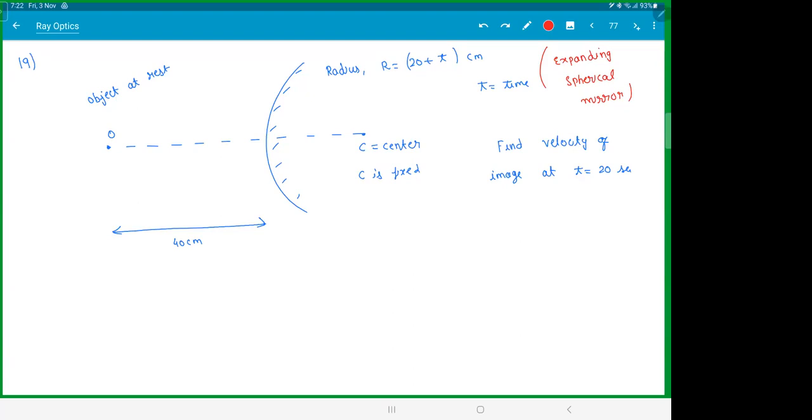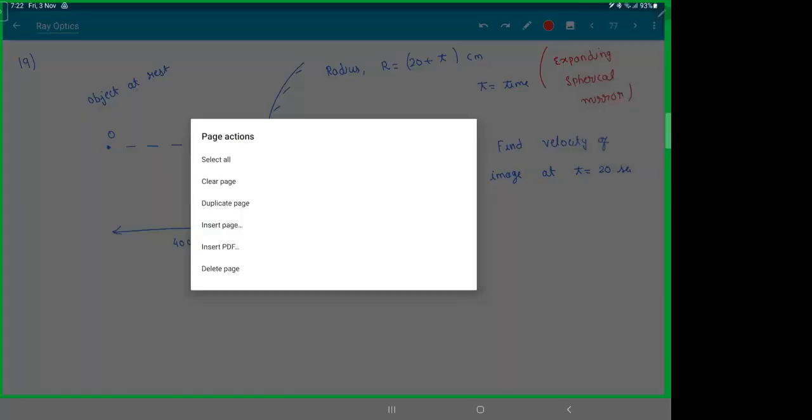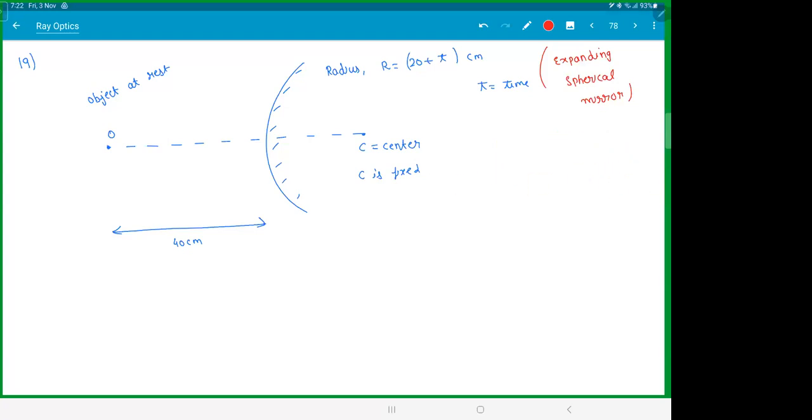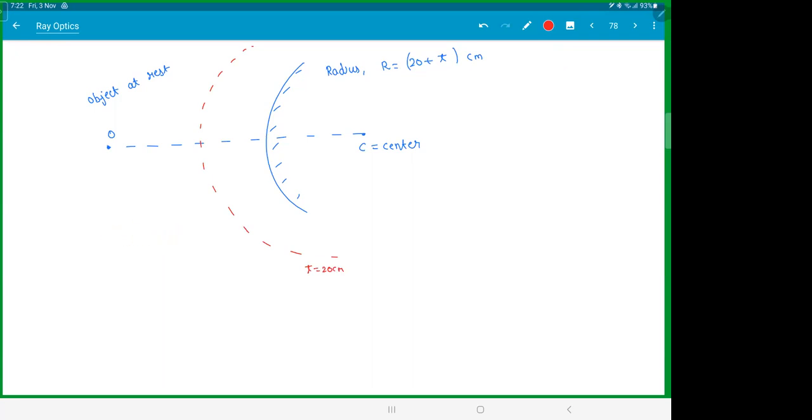Let's see. Multiple things are there. Listen carefully. Numbers might be bad. I just gave the numbers on a whim. Center is fixed, T is time, all that stuff is there. So first thing, at T is equal to 20 centimeters. This is the diagram at T is equal to 20. This distance becomes 20 centimeters. So T is equal to 20.